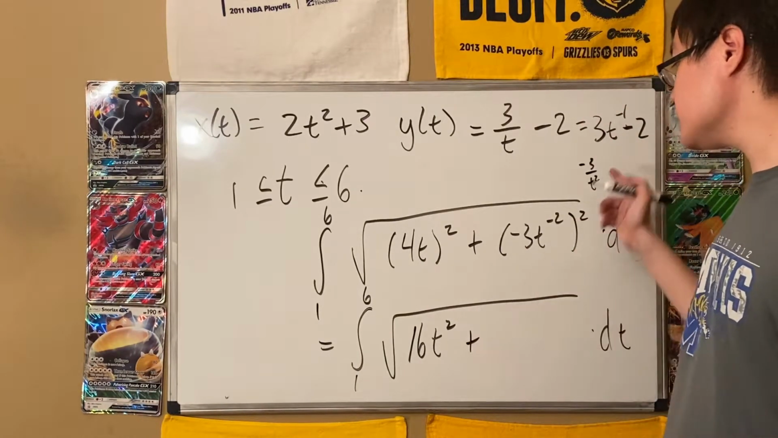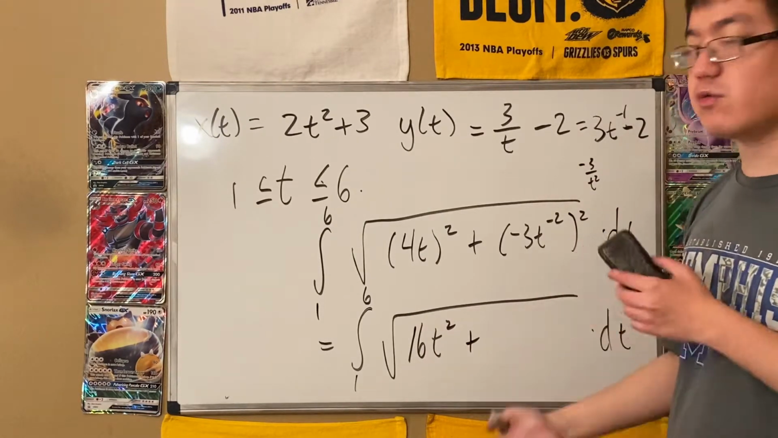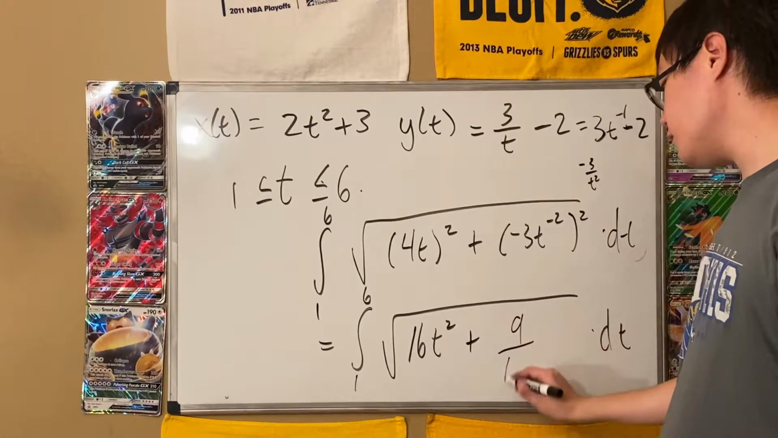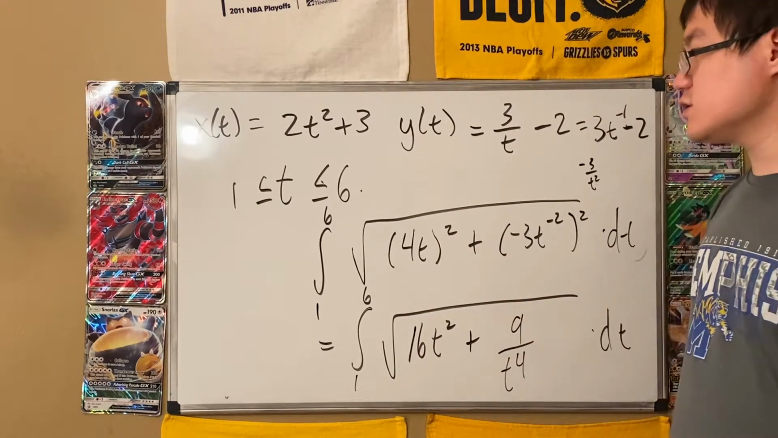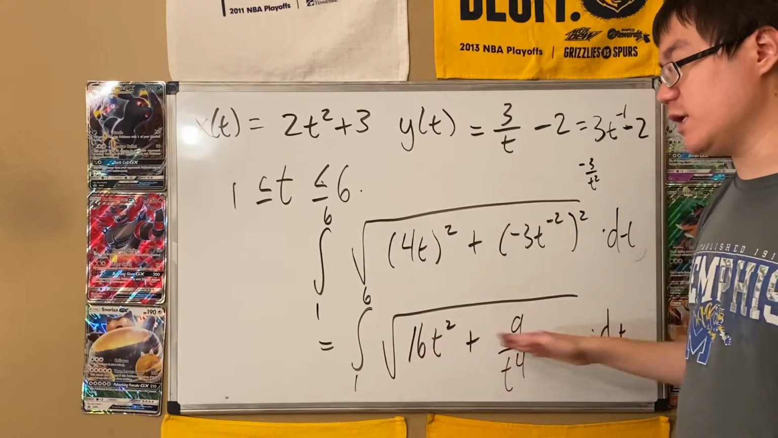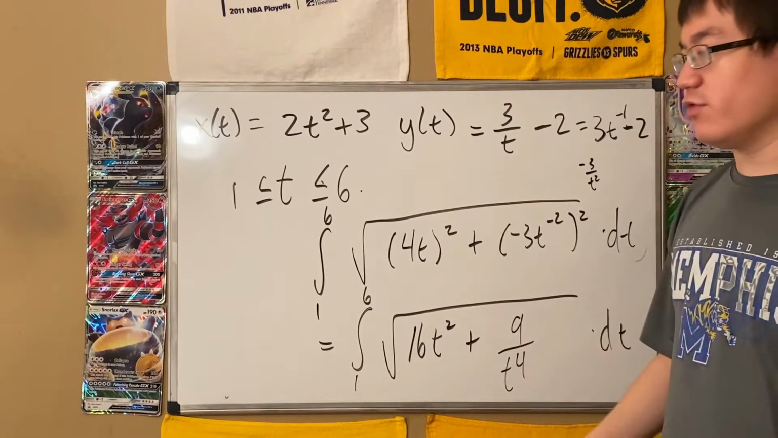So if you're simplifying this side, it would be something like, well, negative 3 squared is 9 over t to the 4th. So just be careful that you're squaring both of these. Again, it's not a hard question, especially if the answer choices are presented as these integrals. Just be wary of a few things.